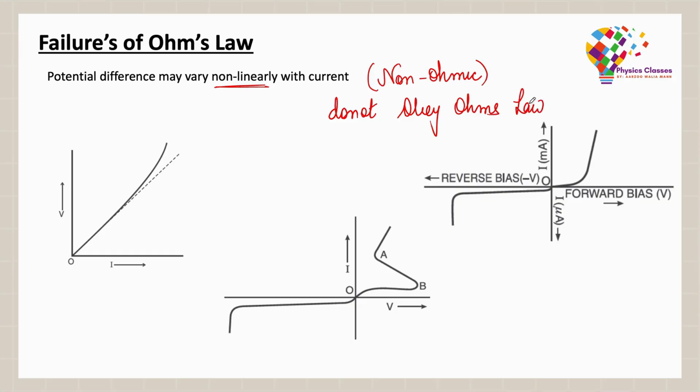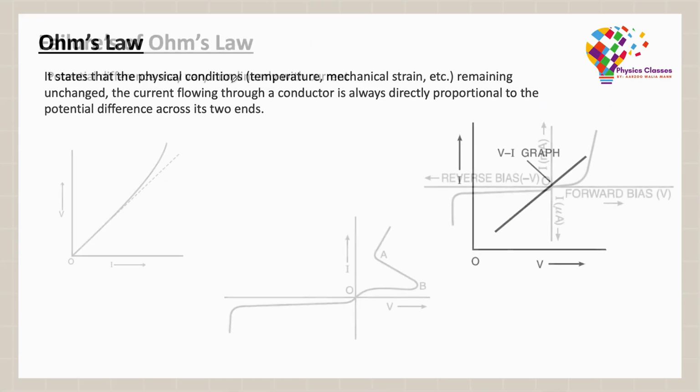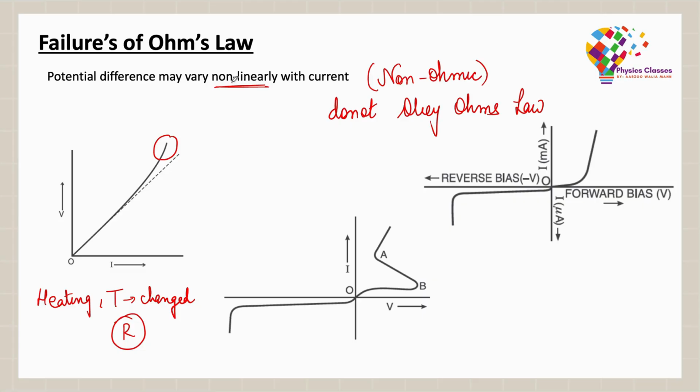If you look at this graph over here, you can see that in this part the graph no longer remains linear. Why? Probably due to heating, the temperature changed, and if the temperature changes, the resistance also changes. When we defined Ohm's law, we said that the physical conditions are supposed to be kept constant. But the physical conditions could not remain constant due to overheating of the device, and therefore the graph deviates from its linear path. So this one is non-ohmic.